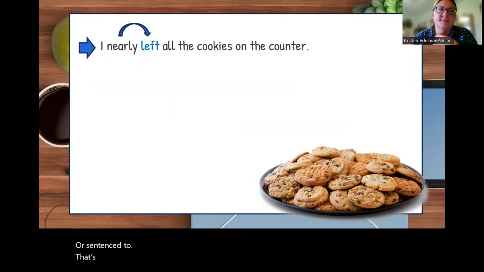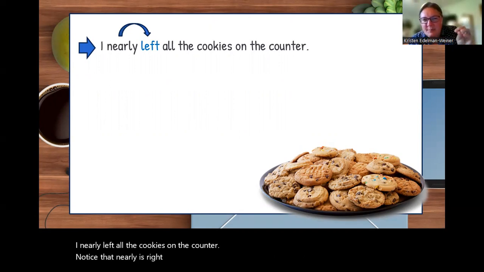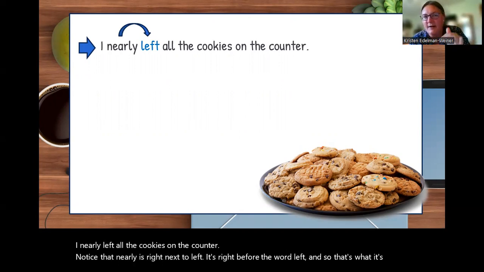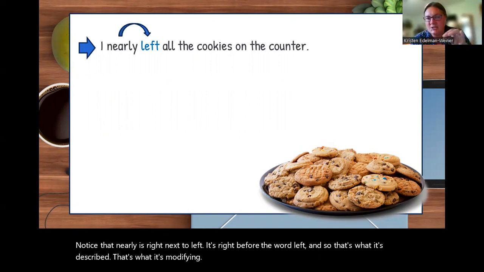That's right. It's the first sentence. I nearly left all the cookies on the counter. Notice that nearly is right next to left. It's right before the word left. And so that's what it's describing. That's what it's modifying. That's what it's trying to change.